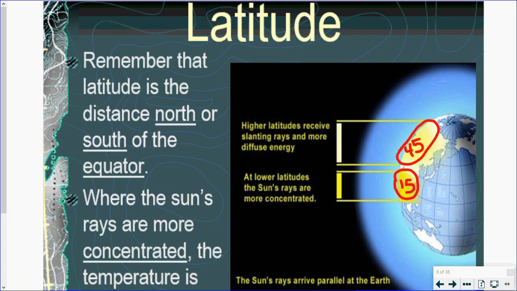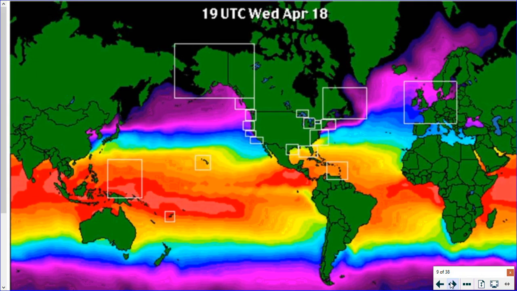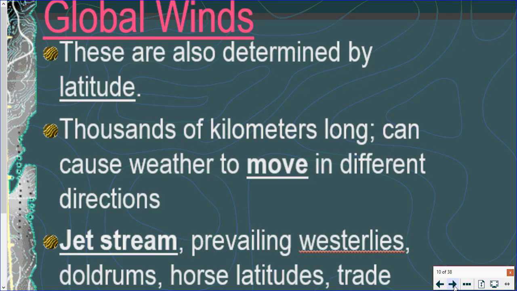So the farther you get from the equator, the more indirect sunlight you get, and therefore the cooler the climate's going to be. So this is directly related to the temperature of a region. This has nothing to do with the precipitation. Here's a cool map that shows you near the equator, it's warm, and further from the equator, it is not.